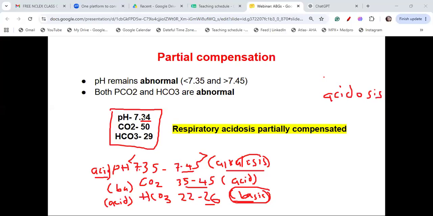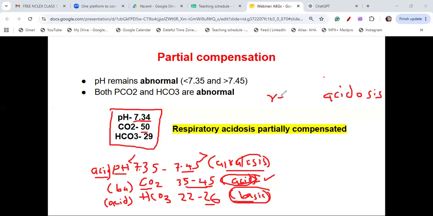Okay? pH gives us acidosis. Next thing is to look at what the problem is, where the problem is. And the problem must match your pH. Our CO2 is 50. 50 is more than 45, and more than 45 is on the acidic side. Does it match your pH? The answer is yes. So the acidic CO2 matches your acidosis in the pH. So CO2 is the problem.